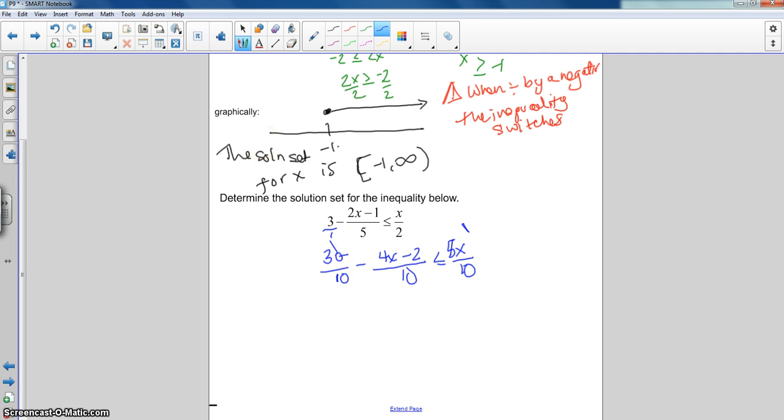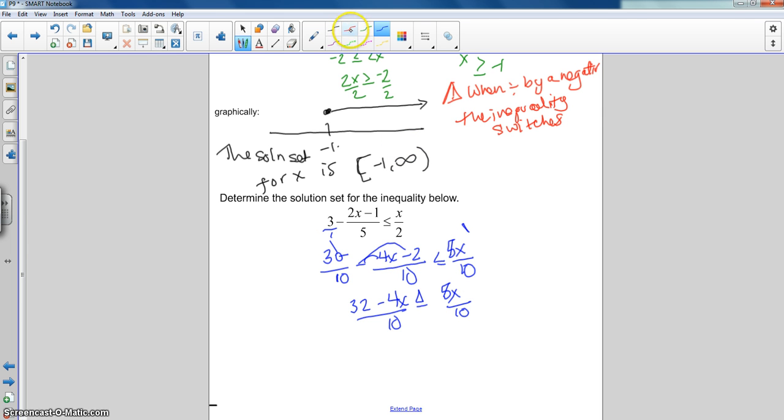Then I can simplify this all. The constant's on the other side, 30 minus a negative 2. Remember, this negative distributes to both. That's the error that I made. So this is going to be 32 minus 4x, less than or equal to 5x, all over 10 on both sides.